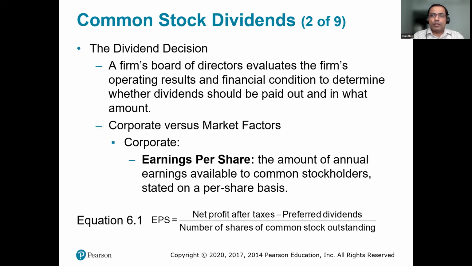So dividend payout is a corporate decision. In this case, the board of directors may look at the company's performance and the company's financial position, and accordingly decide whether and how much dividend should be paid to the investors. So we start with the concept of earnings per share. That is the net profit minus preferred dividends divided by the total number of outstanding shares. So that gives us an idea of the earnings per share.